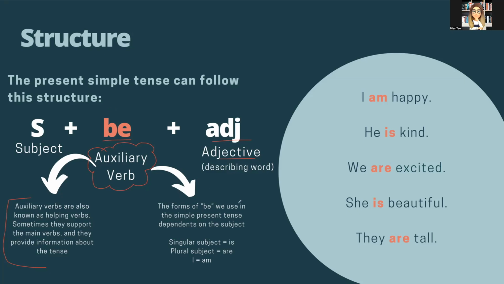So let's look down here. The form of be we use in the simple present tense depends on the subject. So here we have the singular subject, say, for example, he. We're going to use is. And then an adjective is a describing word. So we can say nice. He is nice. So whenever we have a singular subject, we're going to use is in here.